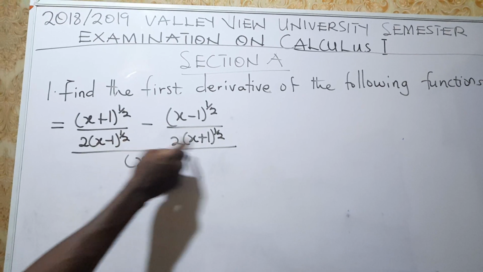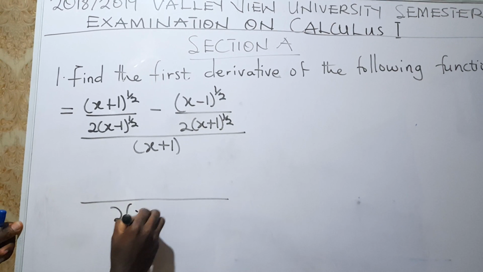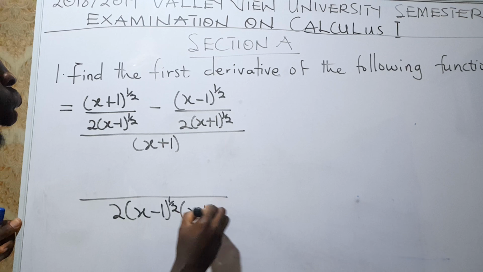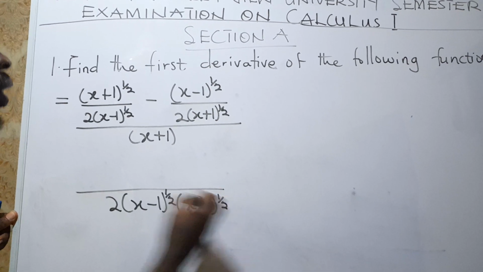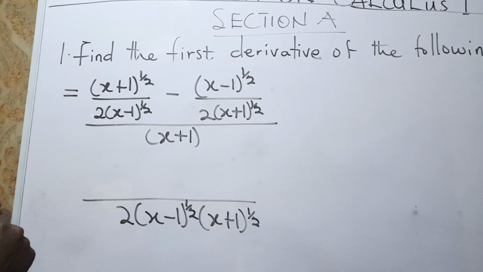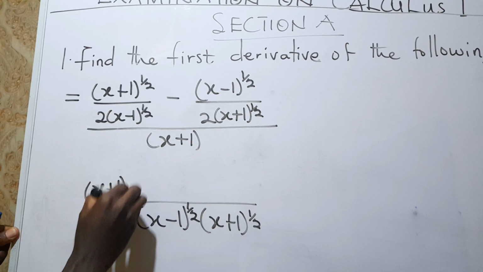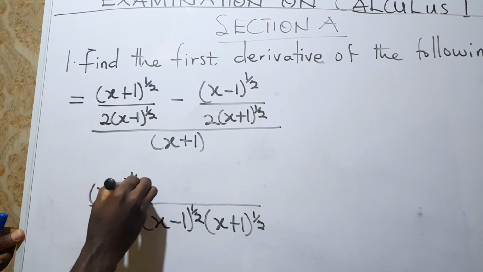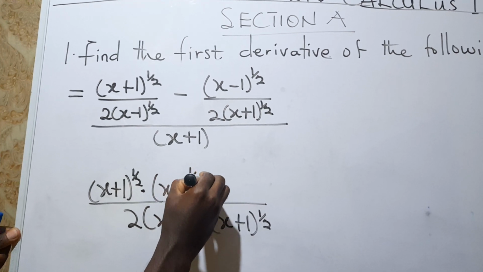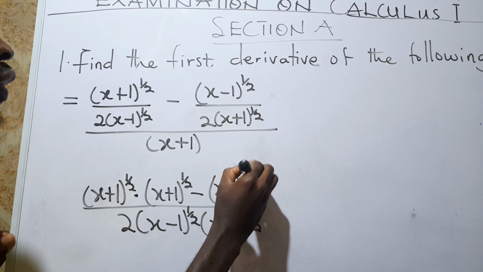So we'll find the LCM of this and this. The LCM will be 2 times (x minus 1) exponent half, then (x plus 1) exponent half. Now if this divides this, we'll be left with (x plus 1) exponent half. So it will multiply this (x plus 1) exponent half. So we'll have (x plus 1) exponent half times (x plus 1) exponent half, then minus our (x minus 1) exponent half.